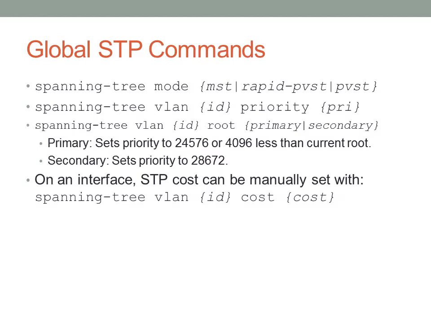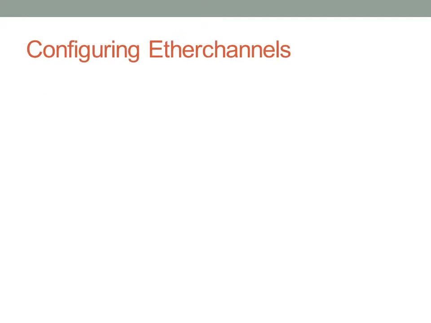On a particular FastEthernet interface, you can change the spanning tree cost with spanning-tree vlan X cost and then the cost number. So you can actually tune spanning tree cost per VLAN, and this has some interesting implications. You could do some sort of load balancing.